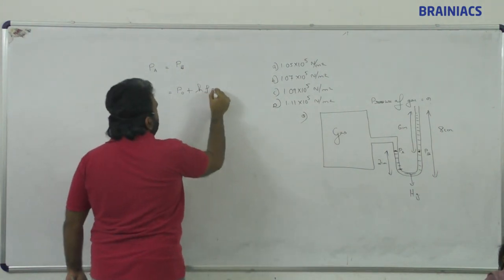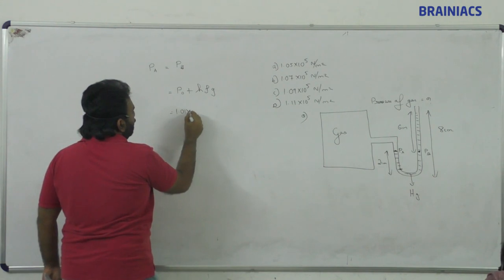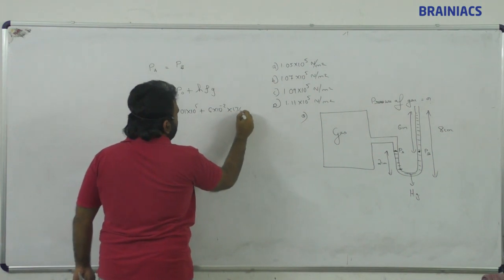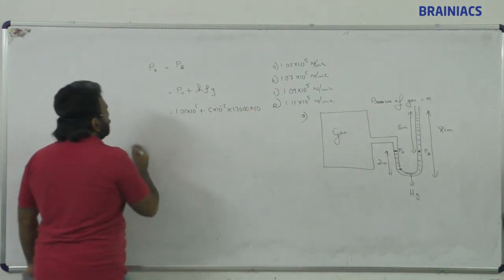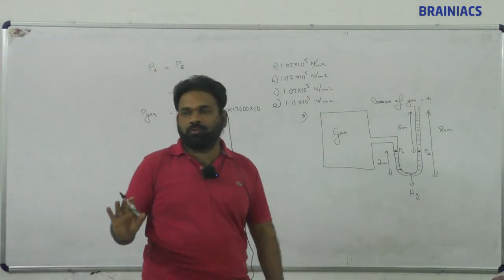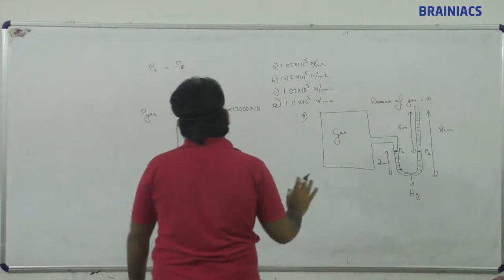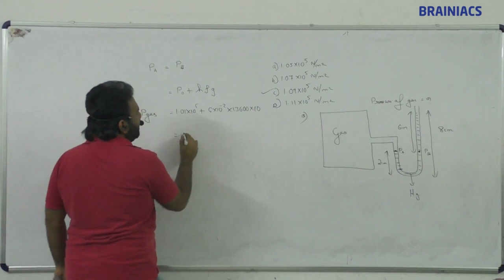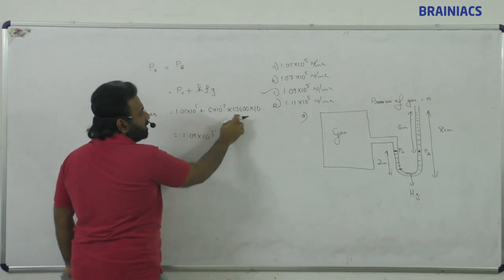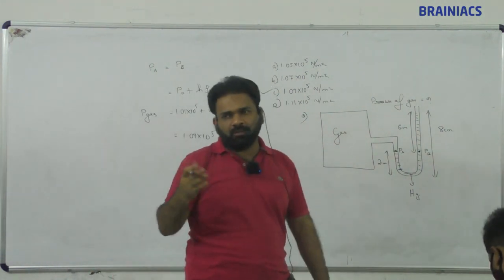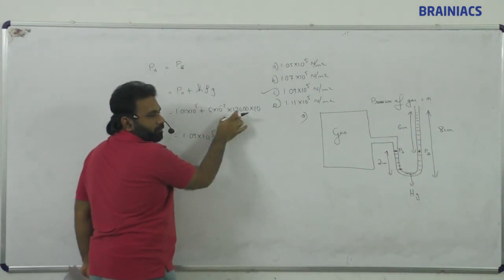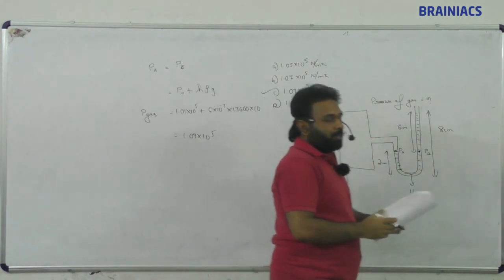So we do 1.01 into this. So this will be the pressure of the gas. Easy, right? All of you understood? That's it. If fundamentals are clear, then this is going to be easy. So we will be getting 1.09 into 10 raised to 5. While dealing with this, make it into 10 raised to 5, so that calculations will be easy. Then things will be very easy. Clear? Okay, another problem.